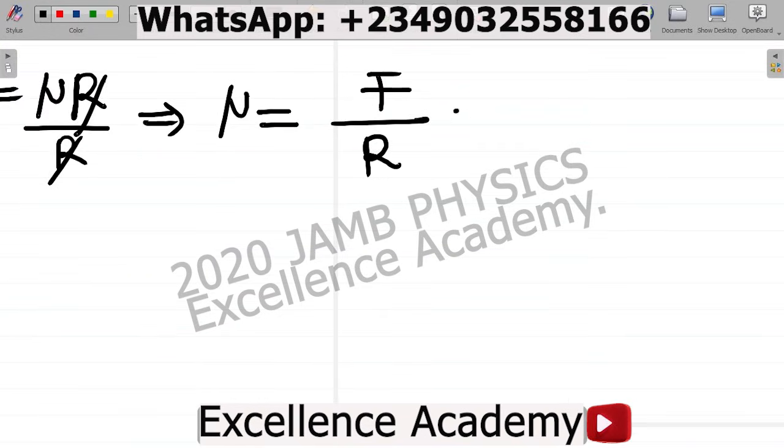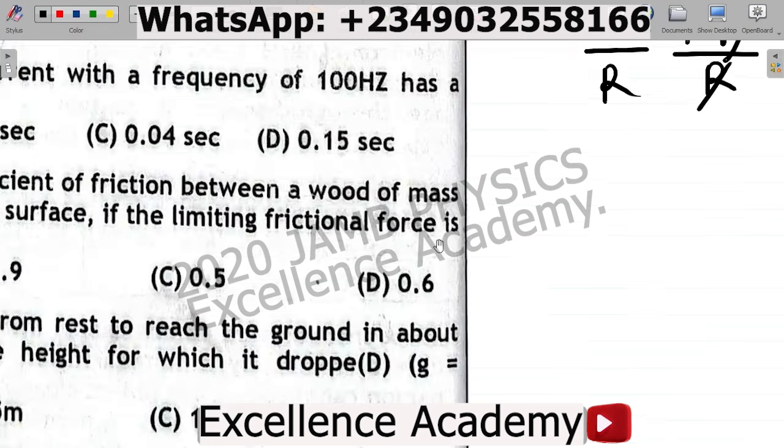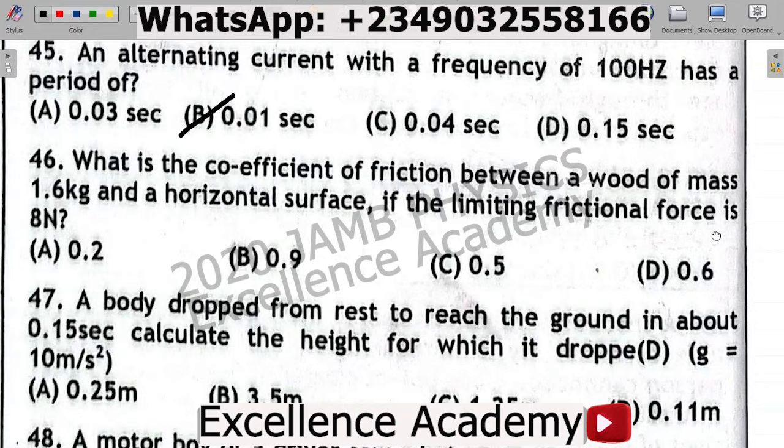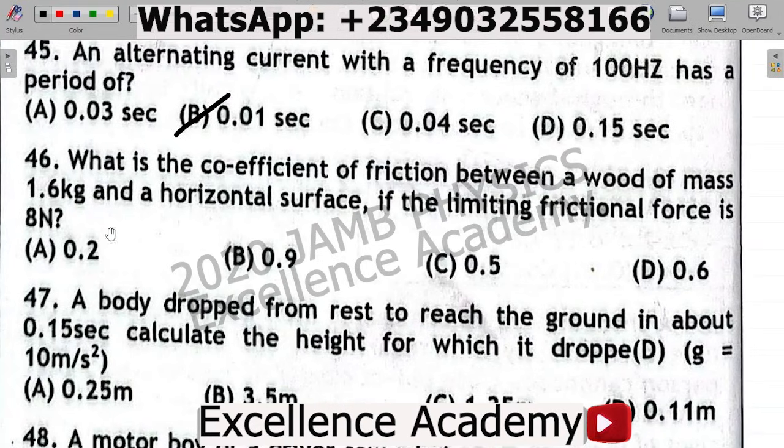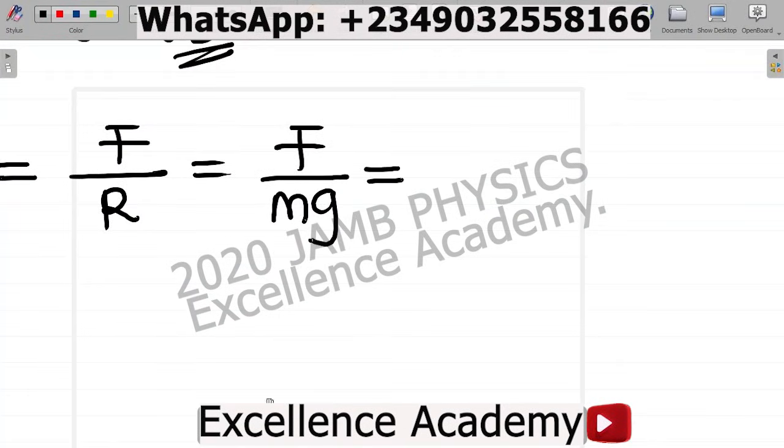Also, this is equal to the frictional force all over the normal reaction, which is simply the product of mass and gravity. At this point, let's put in values. F, the frictional force, is given as 8 Newton. They said the limiting frictional force is 8 Newton and the mass is 1.6. So this becomes 8 Newton all over the mass, 1.6, times gravity, which as we know is a constant 9.8.